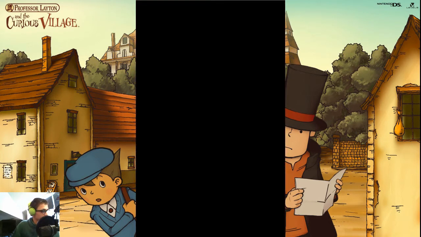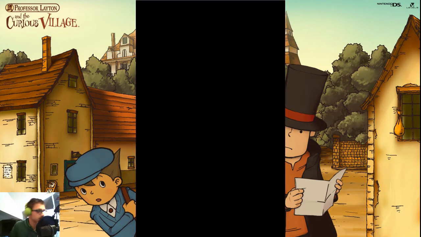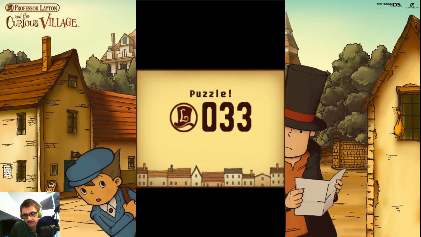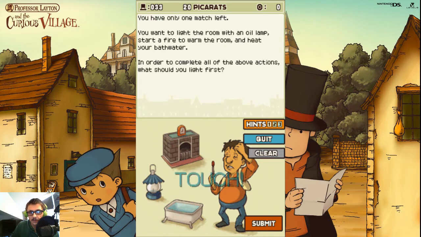Another one of the candlestick. Okay. Oh, look, a candle. That reminds me, have you heard of this one before? Okay, let's have a look. 20 picarats, okay. You have only one match left. You want to light the room with an oil lamp. Start a fire to warm the room and heat your bath with water. In order to complete all the above actions, what should you light first?